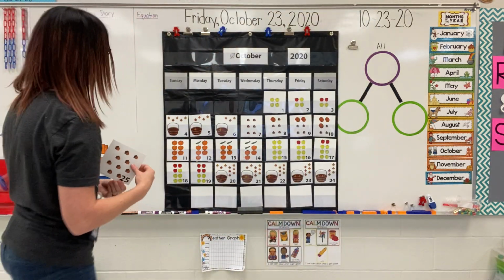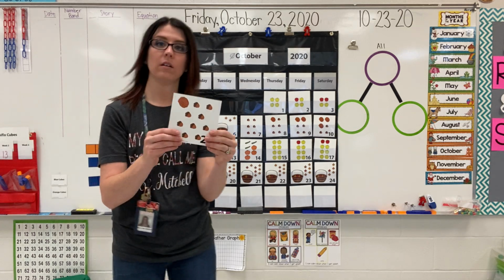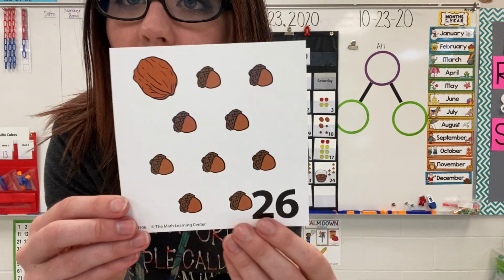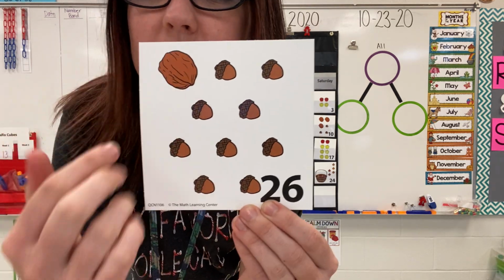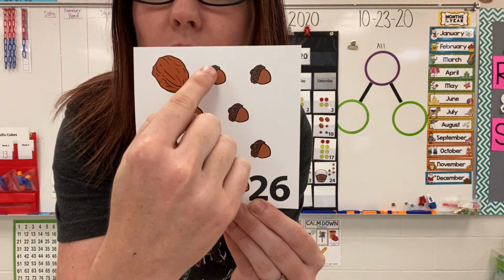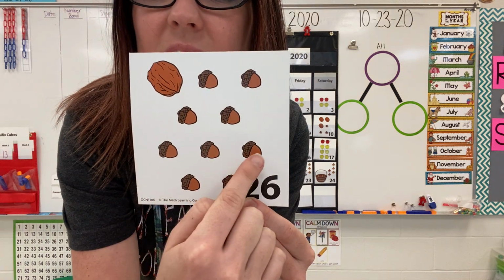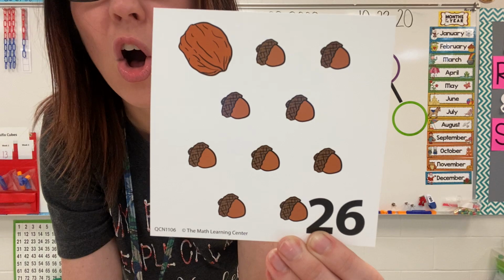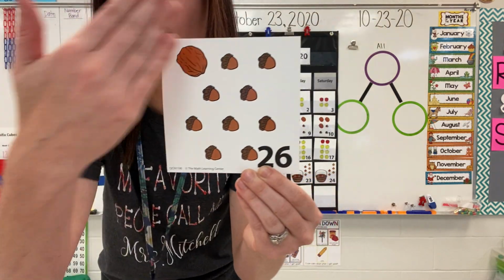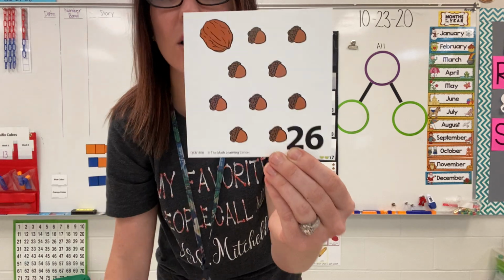All right, let's go ahead and look at today's. Look at this. We have acorns and a walnut. So let's count all of them together. 1, 2, 3, 4, 5, 6, 7, 8, 9, 10. We have 10 all together. 10 is all of them, or we could also call that the whole. Remember, whole means all of them.